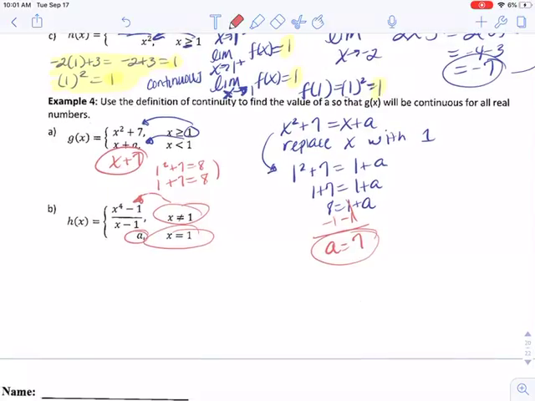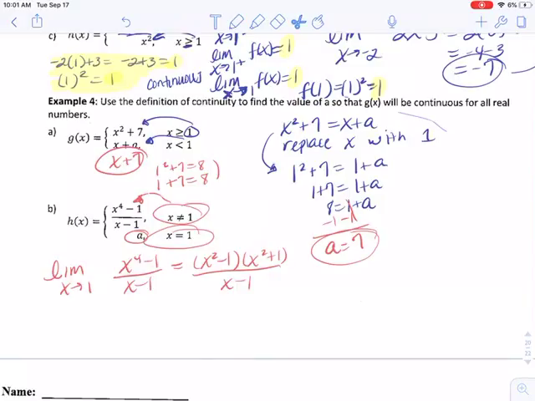So the limit as x approaches 1, I'm going to plug it into this x to the fourth minus 1 all over x minus 1. If I plug 1 into this, it's undefined, but you need to factor. So that's the next thing. You want to factor this. So I get x squared minus 1 times x squared plus 1 over x minus 1.